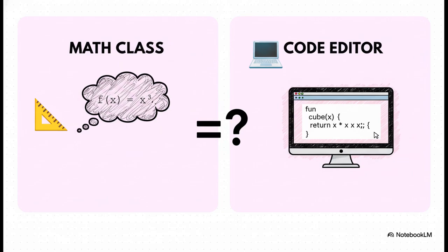Okay, so just take a look at these. On the left, you've got your classic math formula. Pretty standard stuff. On the right, that's what a function looks like in the Kotlin programming language. They look almost identical, don't they? Both of them seem to do the exact same job. You give it a number, it cubes it. But trust me, the story here is way more interesting than just a simple copy-paste.